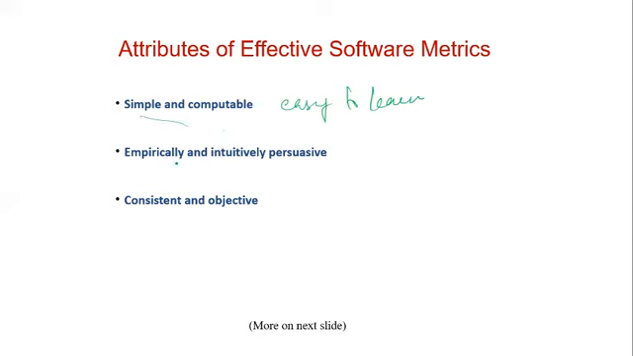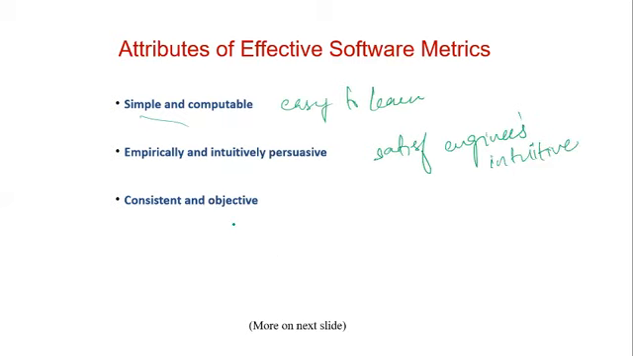Then the next is empirically and intuitively persuasive. That is, the metric should satisfy the engineer's intuitive notion about the product attributes under consideration. It should satisfy the engineer's intuition.